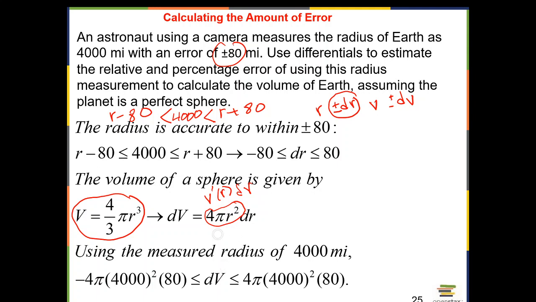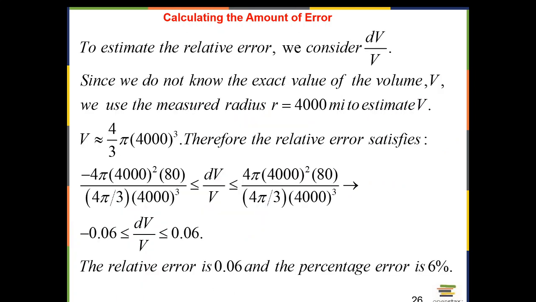This is the formula for dv, and dr can be either 80 or negative 80. So our dv would be between those two numbers. It's going to be v prime of 4,000 times dr, and here also v prime of 4,000 times dr, but of course this dr is positive and negative. That's what we get, so that's our dv. And we can calculate it, or just leave it there.